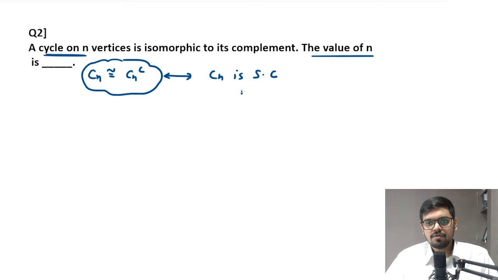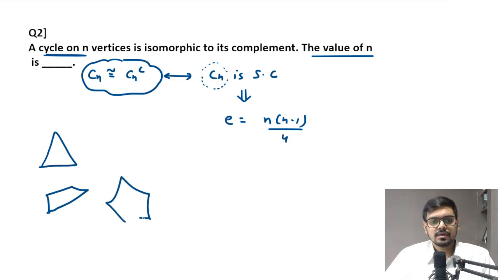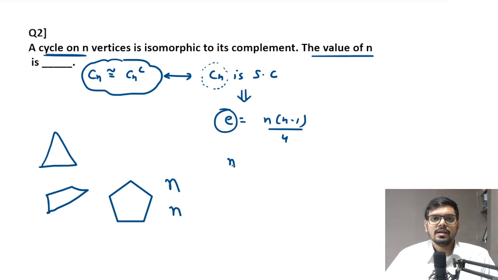Okay, so if it is self-complementing, then the number of edges is what? n into n minus 1 by 4. This is the theorem which we have studied in the class. Now for Cn, do you remember what is the speciality about the edges? Cn is a cycle graph. So if you have 3 vertices, 3 edges. If you have 4 vertices, 4 edges. If you have 5 vertices, 5 edges. So if you have n vertices, n edges. So the number of edges in the Cn graph is n, right? Because n vertices, n edges will happen. This is the basic concept which we have seen right now.